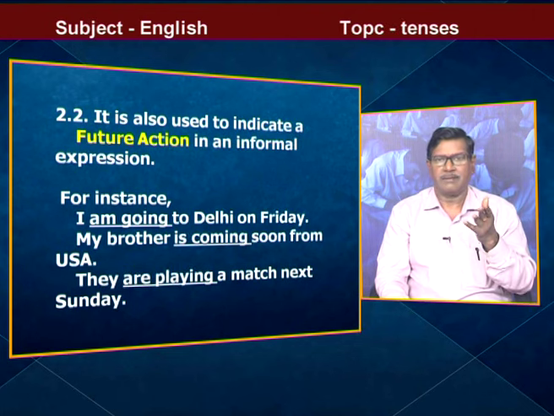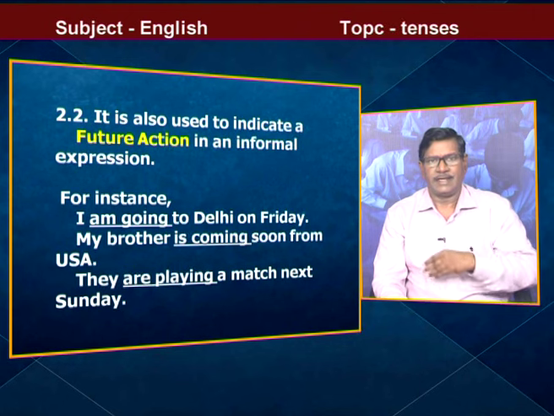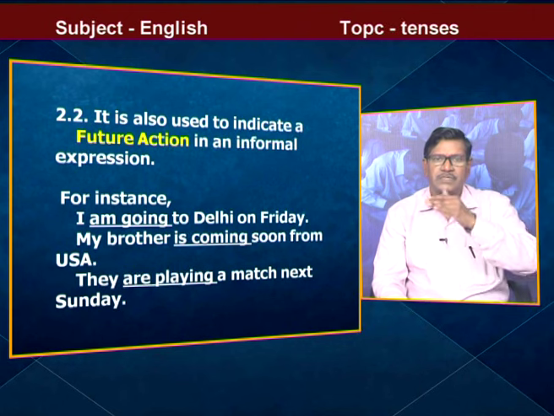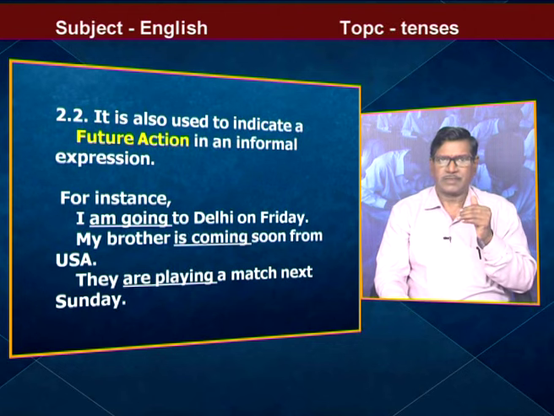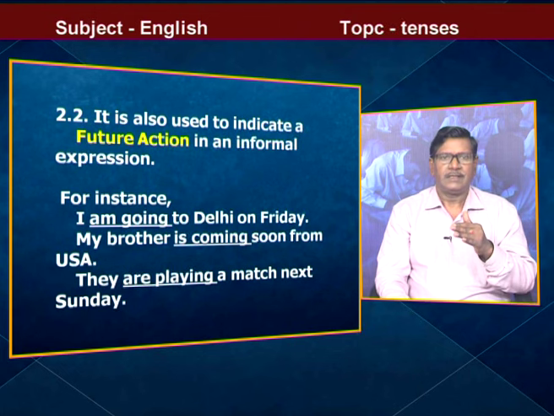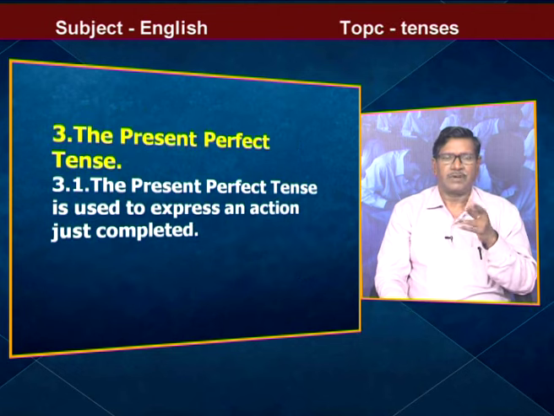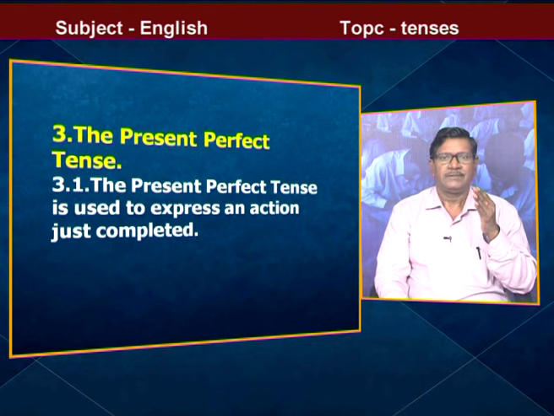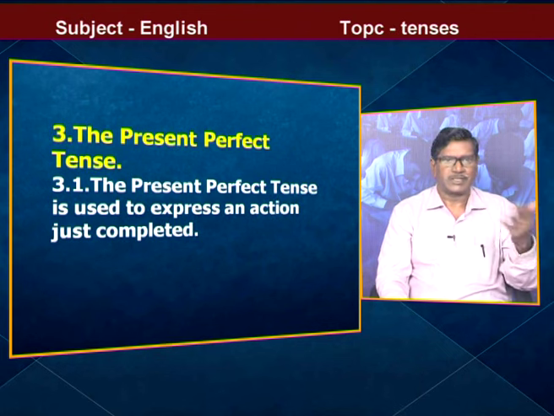They are playing a match next Sunday. So, that way a future action also is expressed by using present continuous tense. Present continuous tense expresses not only action that is going on, but it also expresses a future action. Present perfect tense. It is used to express an action just completed.